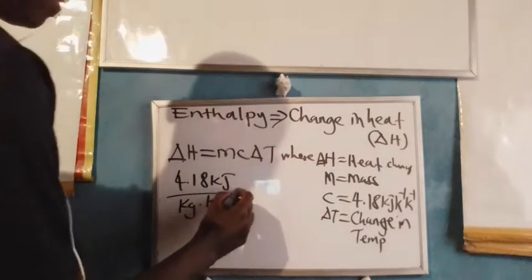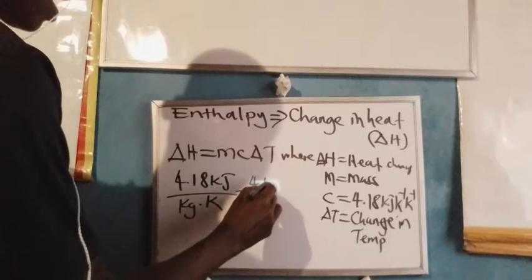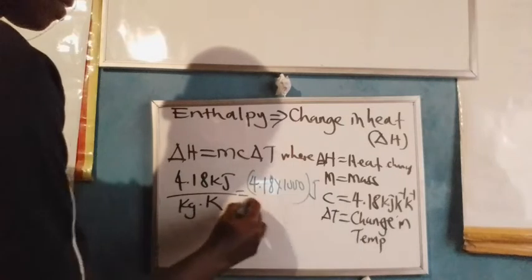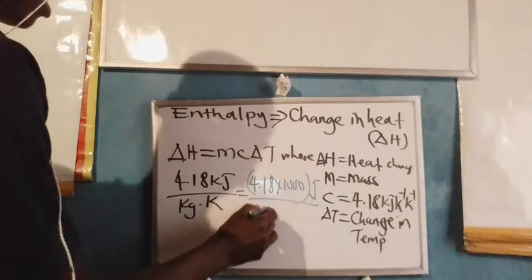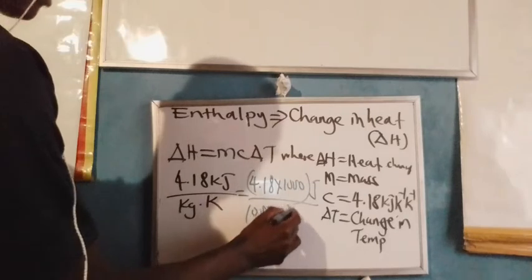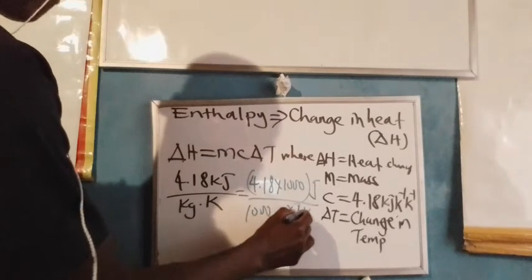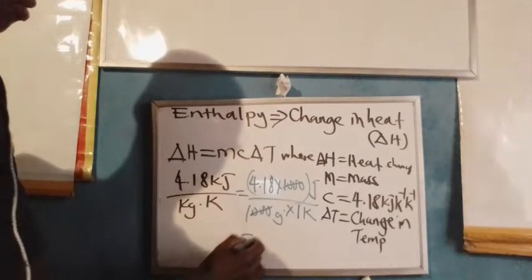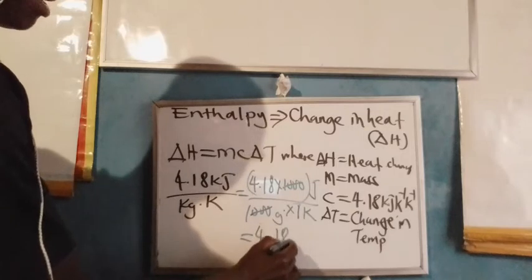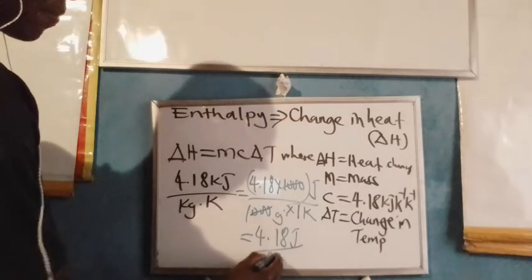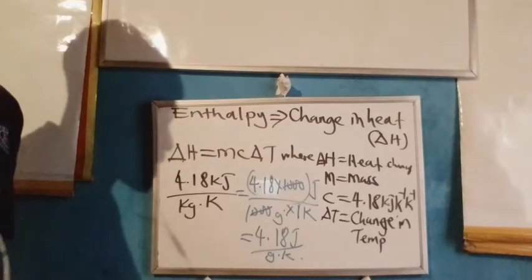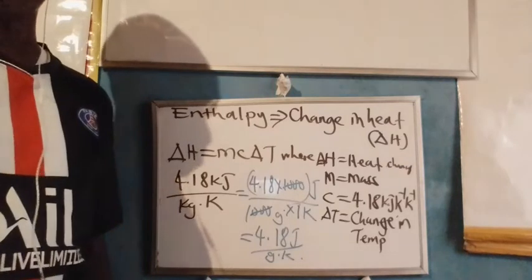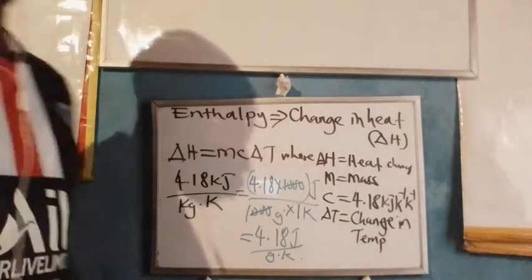In this case, we will say this is the same as 4.18 times 1,000 to change this into joules, divided by 1,000 to change that into grams, times 1 Kelvin, and then this gives us a cancellation there. We still have 4.18 joules per gram per Kelvin. So whether the specific capacity is represented in kilojoules per kilogram per Kelvin or in joules per gram per Kelvin, it remains as 4.18.